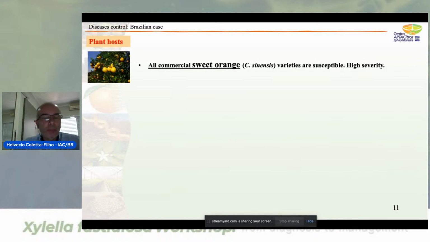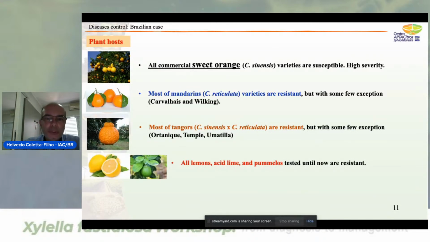About the host plant, when you're talking about CVC, citrus variegated chlorosis, you're just talking about this problem in sweet orange, at least for the commercial sweet citrus varieties. Okay, so the great problem is in sweet orange. Some mandarins have reported disease symptoms, but the most cultivated mandarin in Brazil, for example, Citrus reticulata, Ponkan, is quite resistant to the bacterium.